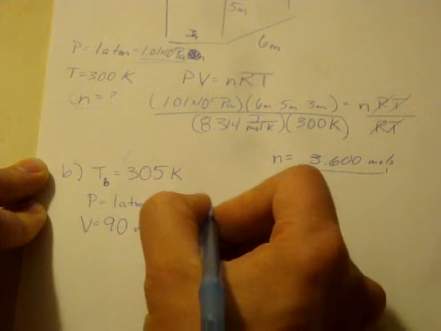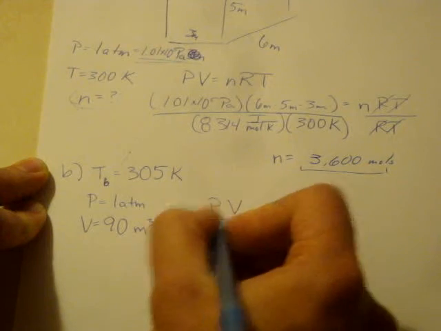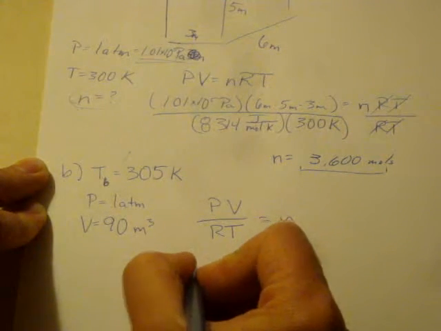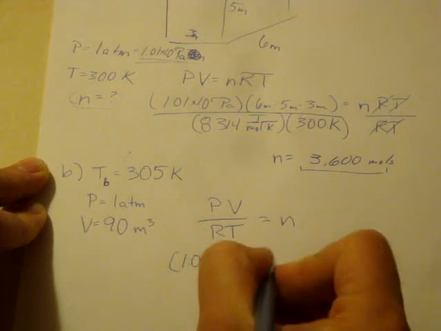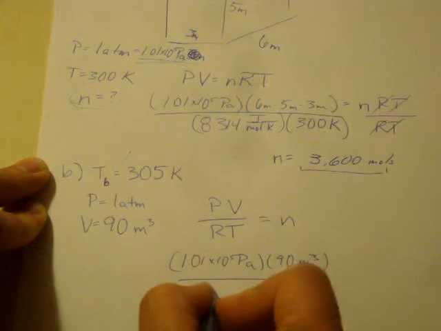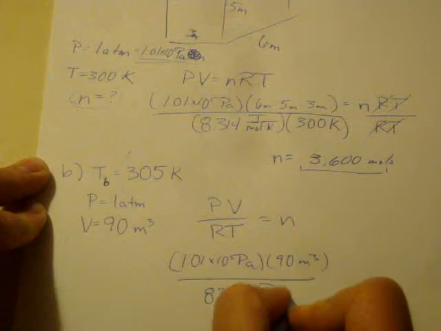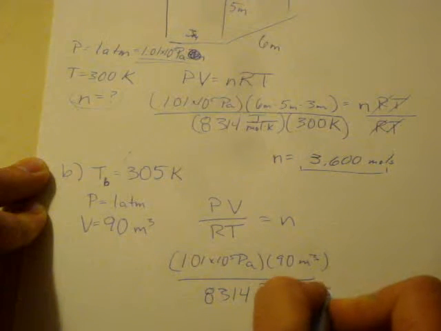The exact same equation we did this for, the same relationship. We're just solving for N, so that's PV over RT. P here again is 1.01 times 10 to the 5th pascals. The volume of the room is 90 meters cubed. The ideal gas law constant is 8.13 joules per mole Kelvin, and the temperature is 305.